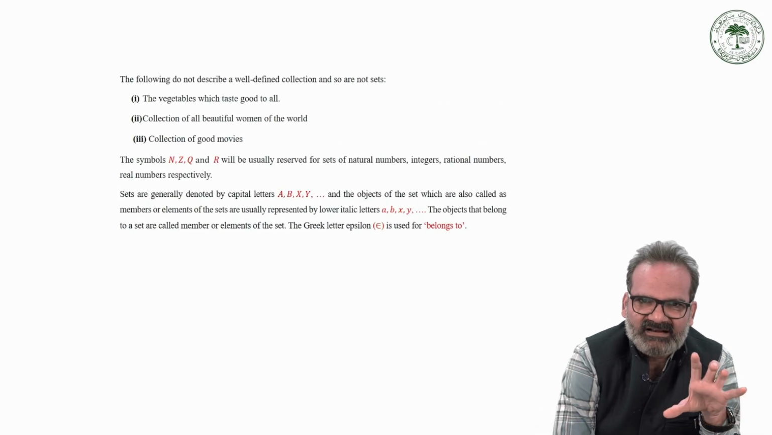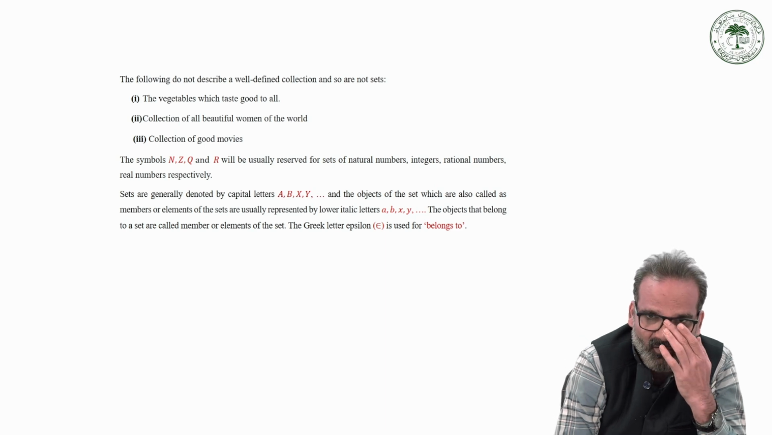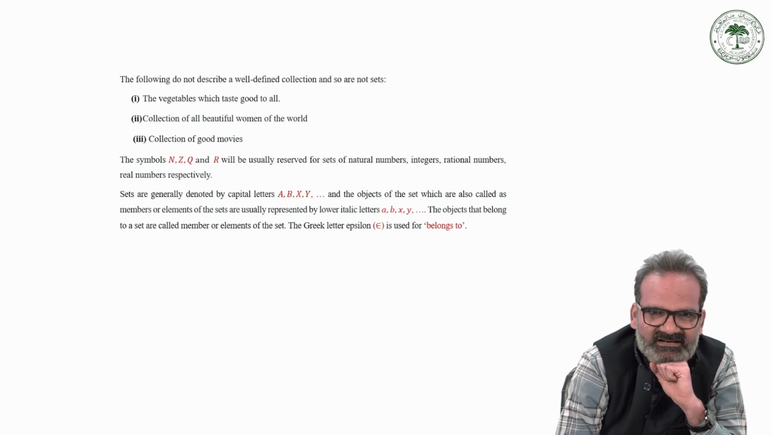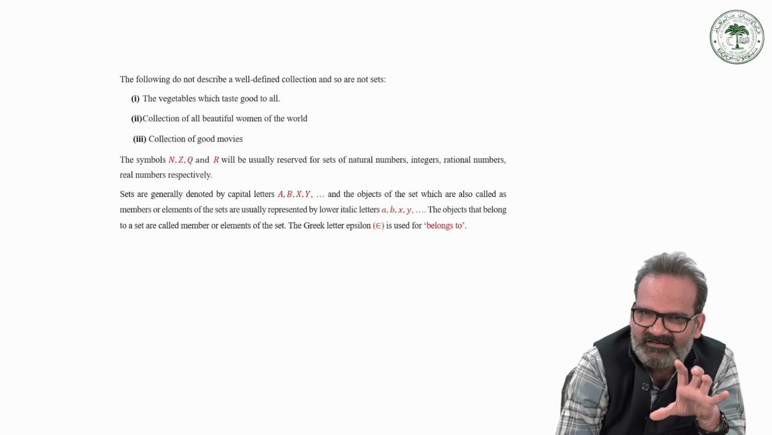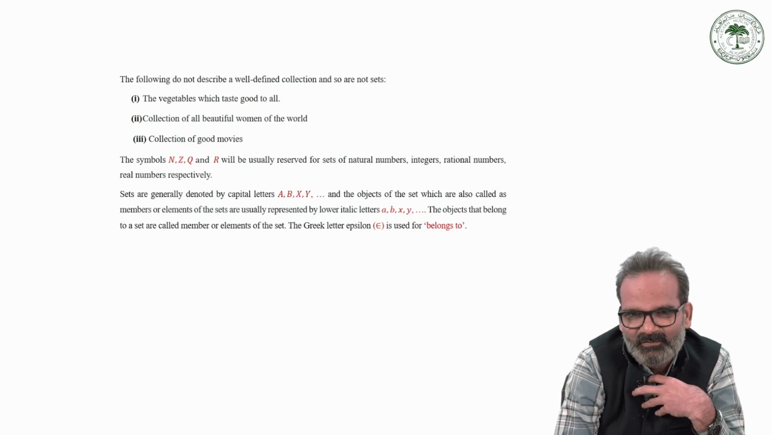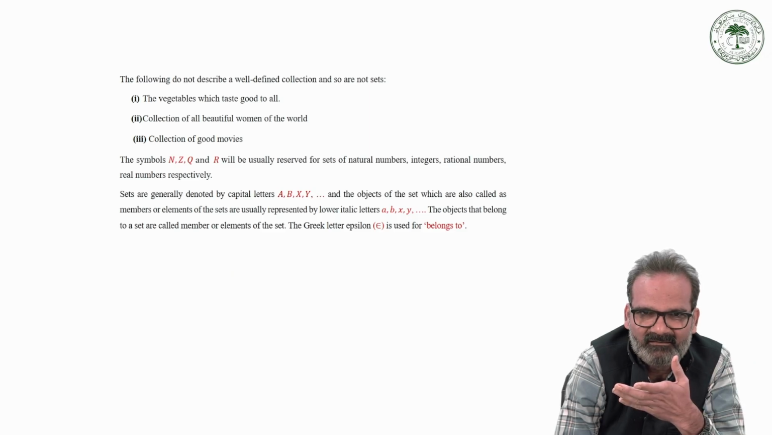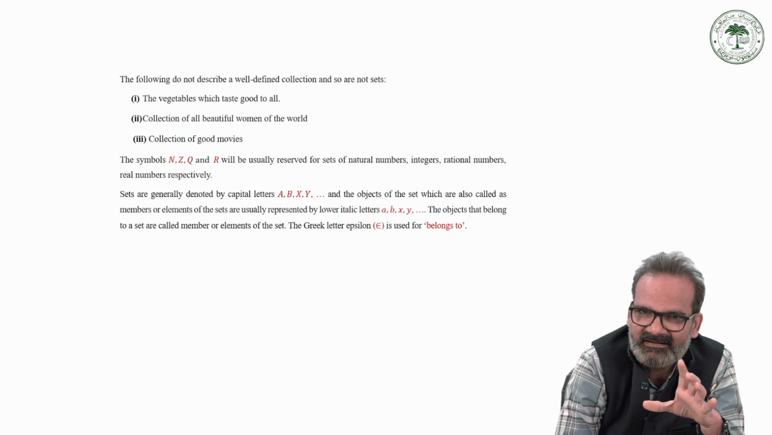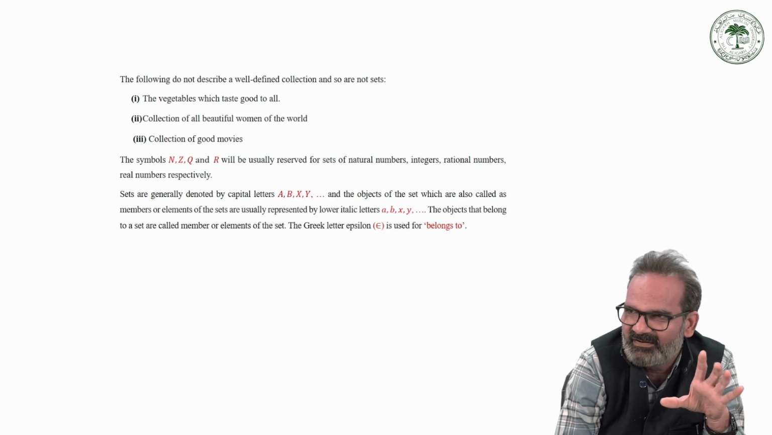The following do not describe a well defined collection, and so are not examples of sets. 1. The vegetables which taste good to all. This is a collection of vegetables whose taste is good, but tastes vary from person to person. A vegetable may be good for me, it may not be good for you, and also may not be good for a third person. So this collection is not well defined, therefore it's not a set.